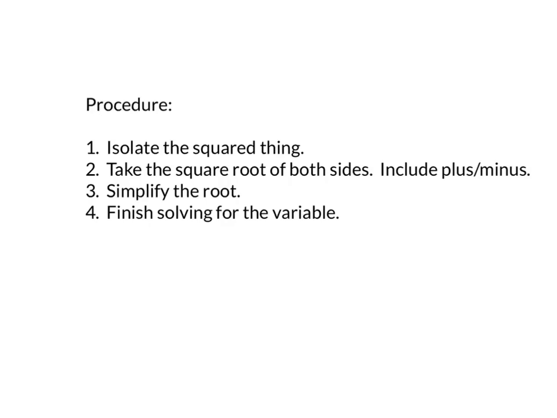So our procedure in order to solve equations using the square root property, the first thing we want to do is isolate the squared thing. From there, we can take the square root of both sides, including plus and minus. From there, we want to simplify the root, and we're going to finish solving for the variable.